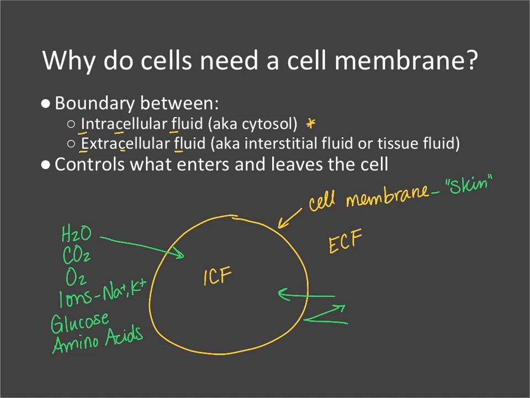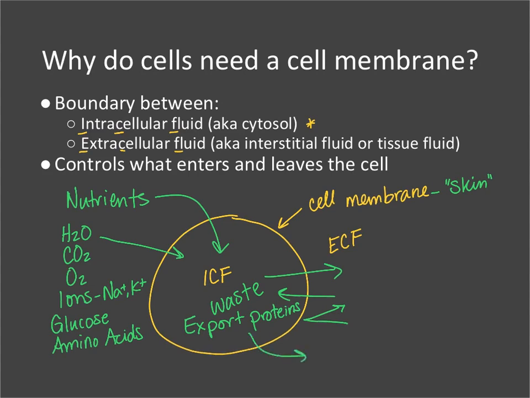But essentially, we just need to focus on the fact that we need to be able to get nutrients into the cell. And we need to be able to get things like waste products out of the cell. There are also things that a cell produces that it needs to be able to export. For example, some cells export proteins. The proteins are made inside the cell, but then they have to be able to leave the cell membrane in order to go into the body fluids or the bloodstream and be delivered to other parts of the body.